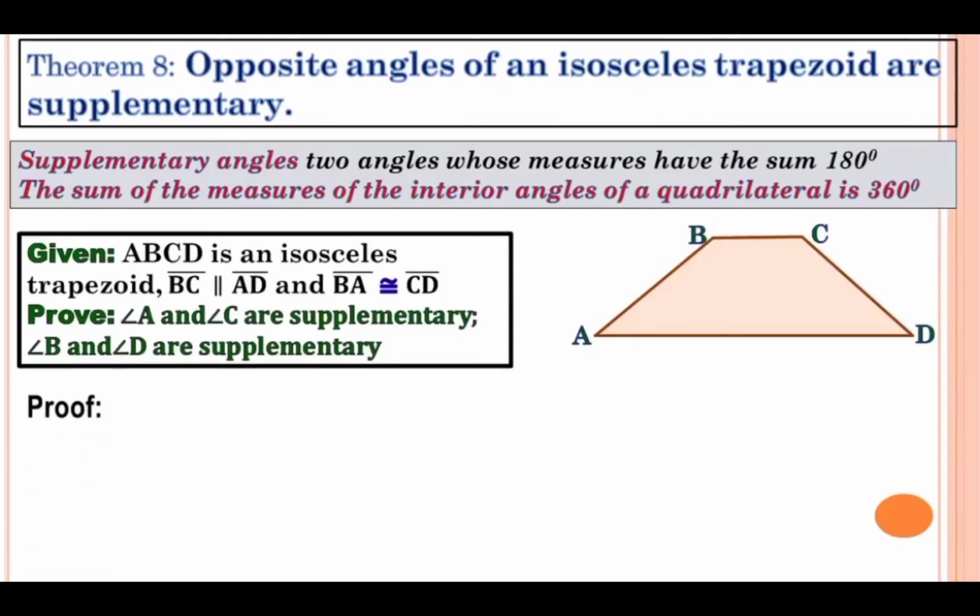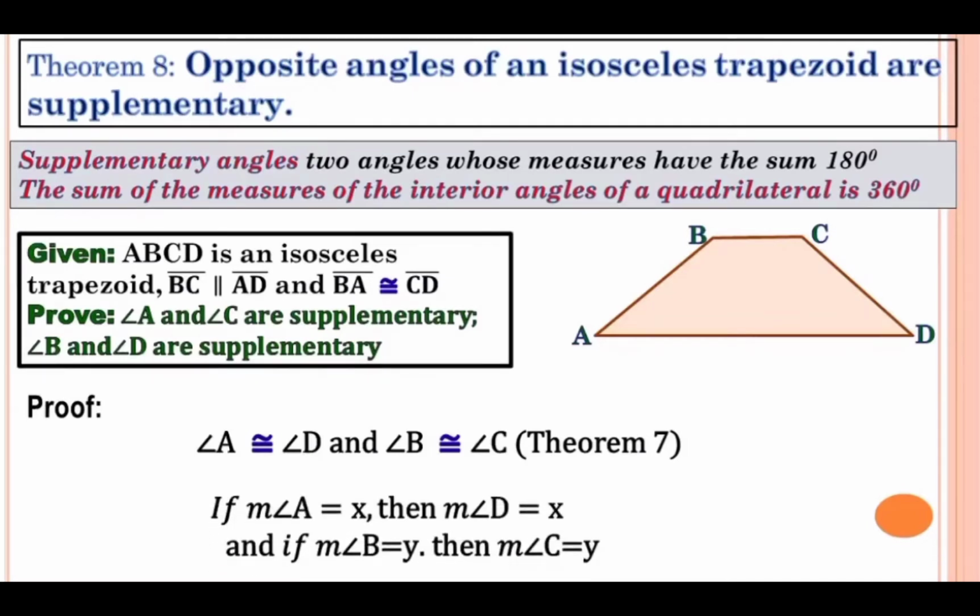So for our proof, first we have angle A is congruent to angle D and angle B is congruent to angle C. Reason for this is Theorem 7. So, angle A and angle D, also angle B and angle C are the base angles of the given trapezoid. So, Theorem 7 states that base angles of an isosceles trapezoid are congruent.